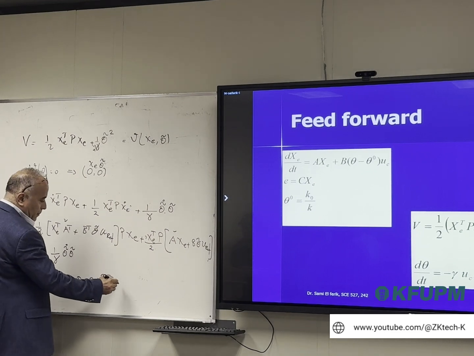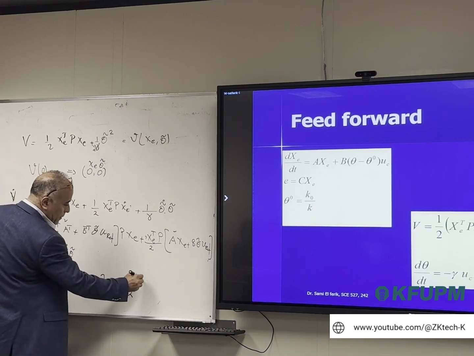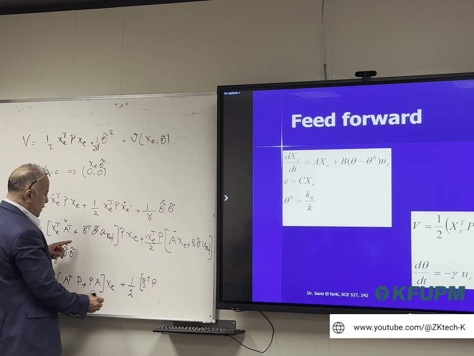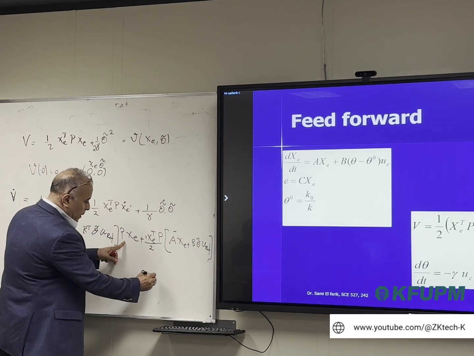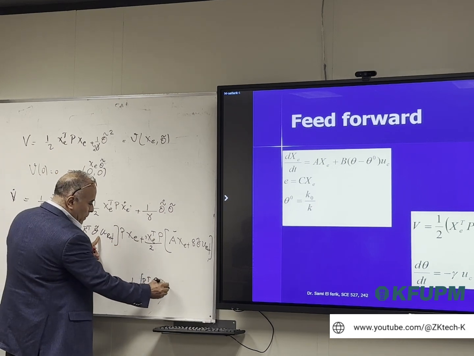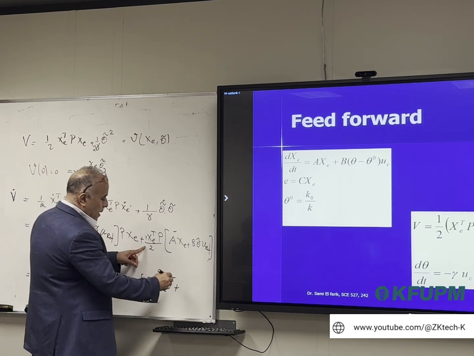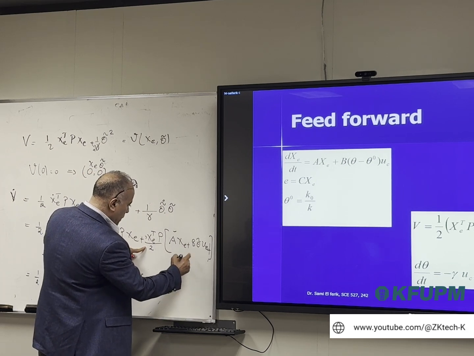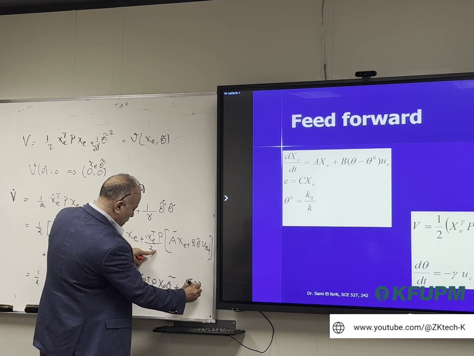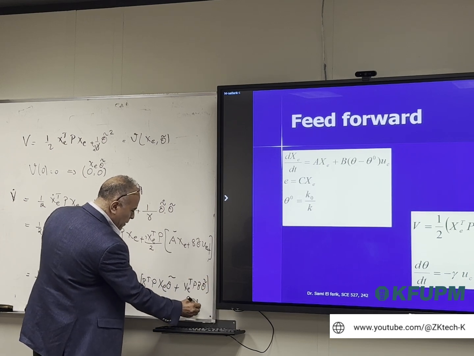Plus half, and here I have B transpose multiplied by P, B transpose multiplied by P multiplied by xe, right? B transpose multiplied by theta tilde, right? Plus xe transpose multiplied by P multiplied by B multiplied by theta tilde, the whole thing multiplied by U reference. You agree with this?